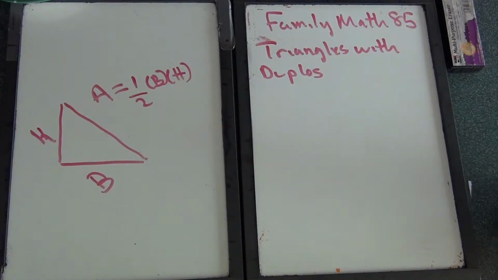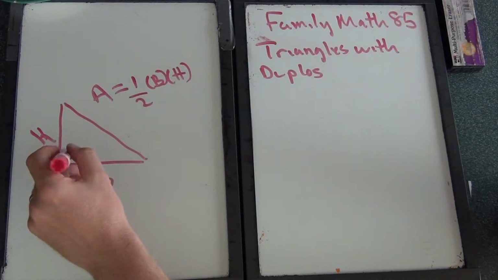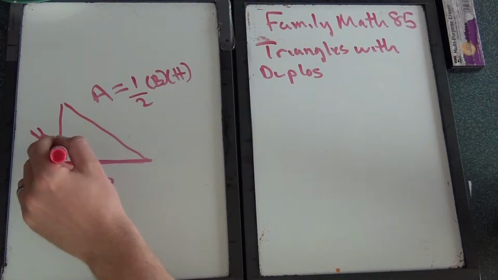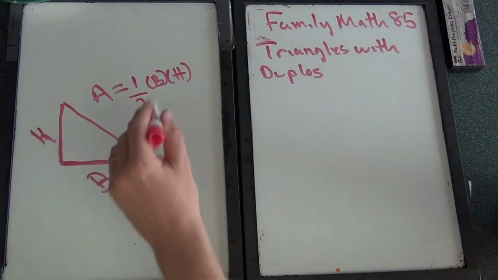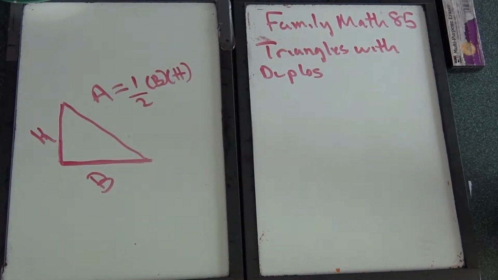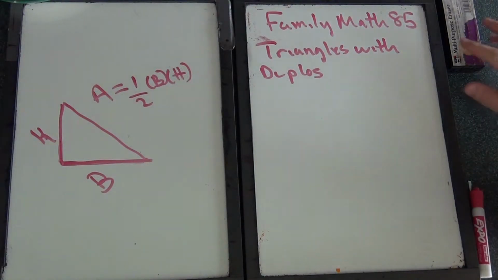So the way you find the area of a triangle is you figure out what the base is, you figure out what the height is, you multiply them together, and you divide by 2. Now that kind of looks like the area of a rectangle, right? Where you take the base times the height. Okay, so we're going to see if this seems to work with duplo blocks, or is it close, or is it not close.